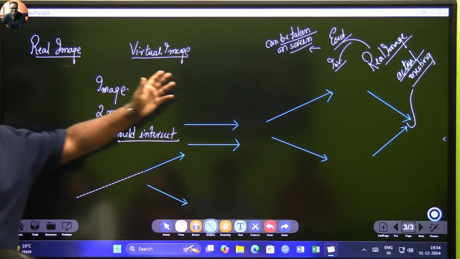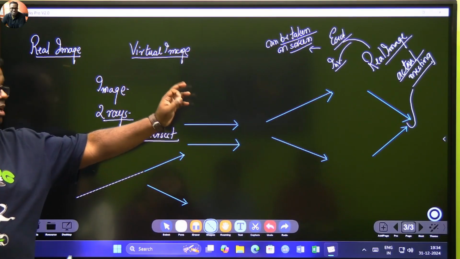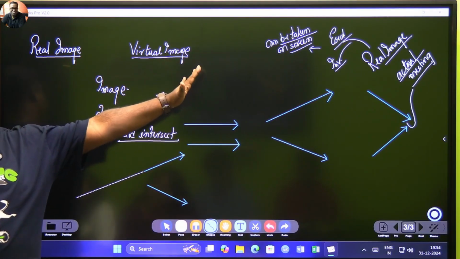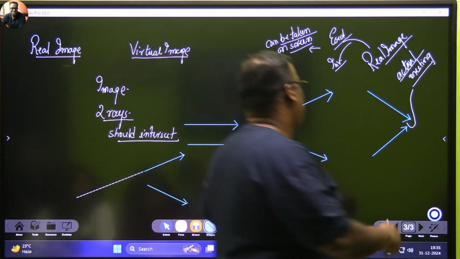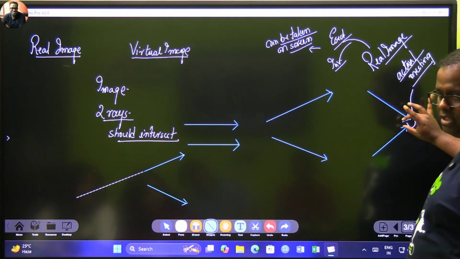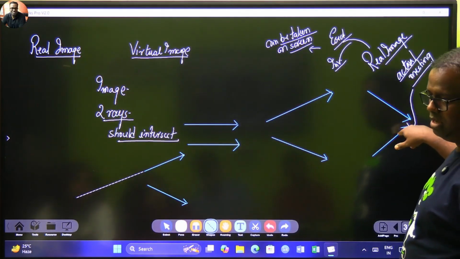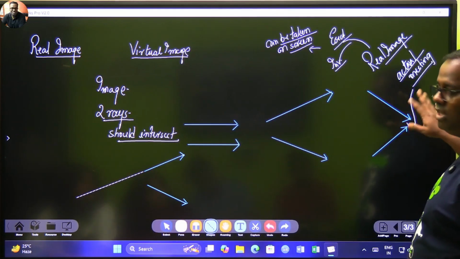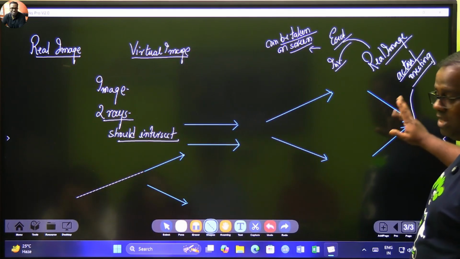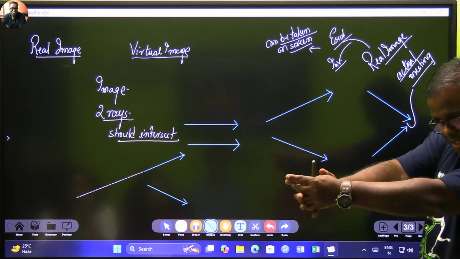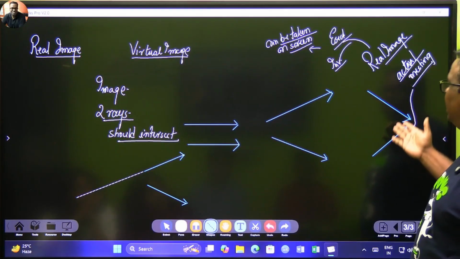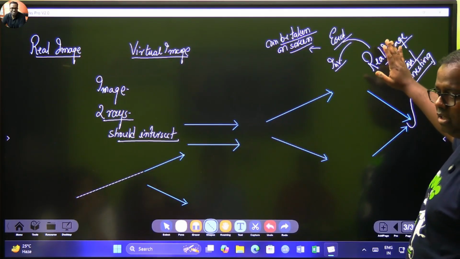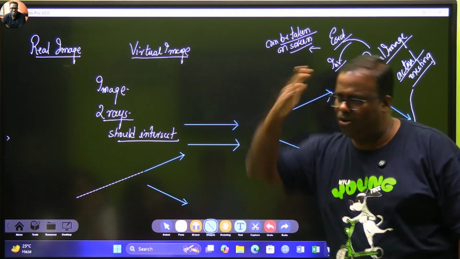No, the real image is the one which can be taken on a screen. Real images can always be taken on a screen. Virtuals cannot be taken on a screen. Let us understand once again. If you have rays which are convergent in nature, they will meet. The point where they meet is where the image will be formed. Images which are formed by actual intersection of rays, where the rays will definitely meet, are known as a real image. A real image can be straight also or inverted also.